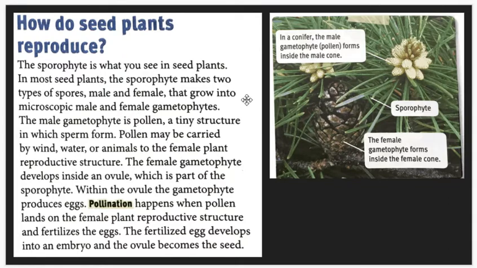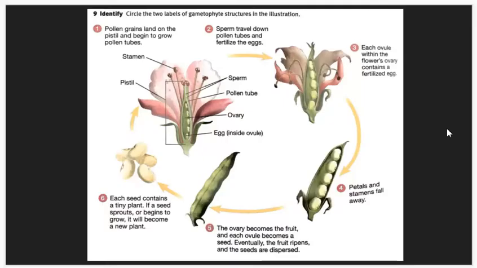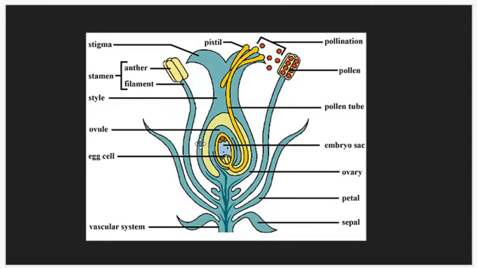The seed plant produces male and female gametes. This over here shows a flower, right? Within this flower, there's a male portion and there's a female portion. The male portion is the stamen, and the female portion is the pistil, right? So let's take a look at this picture as well.